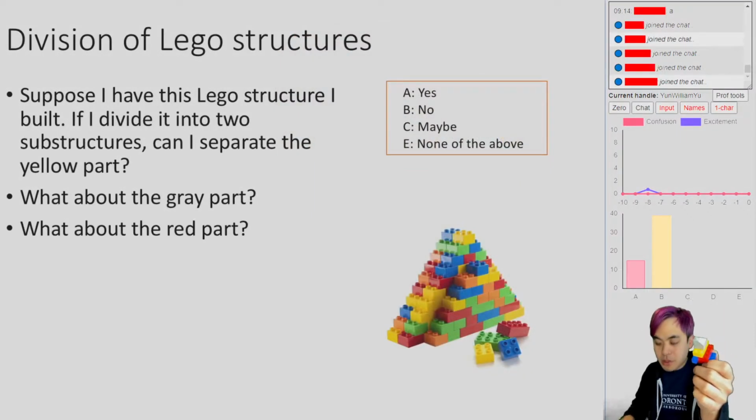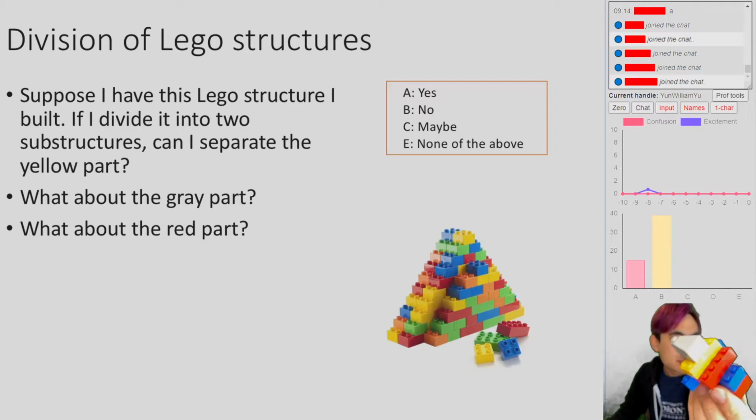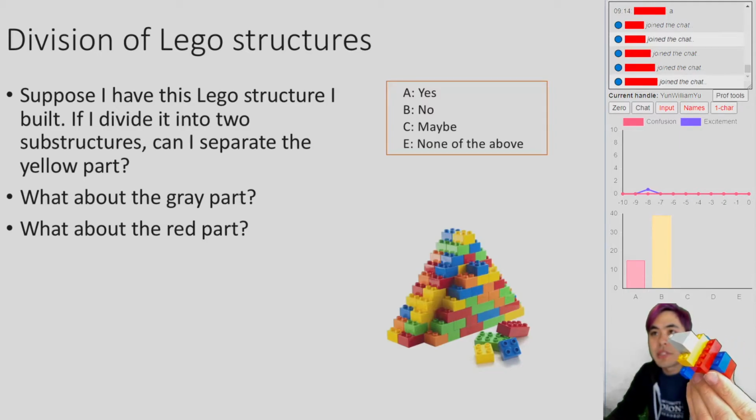But now, sometimes it's a little bit harder to tell, because when you put them into this bigger structure, pieces that, especially same color pieces, might get a little bit mixed together. So my next question is, what about the red part? Let me zero out the chat before you respond. So what about the red part here?